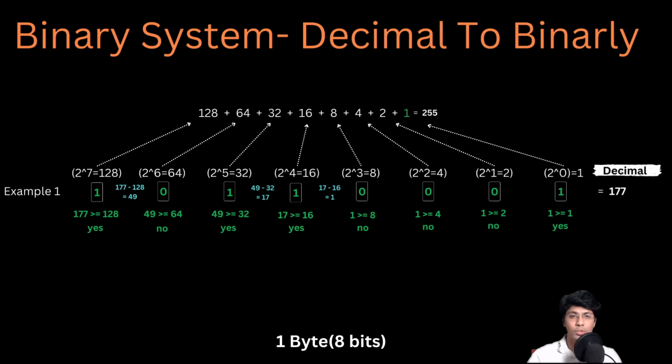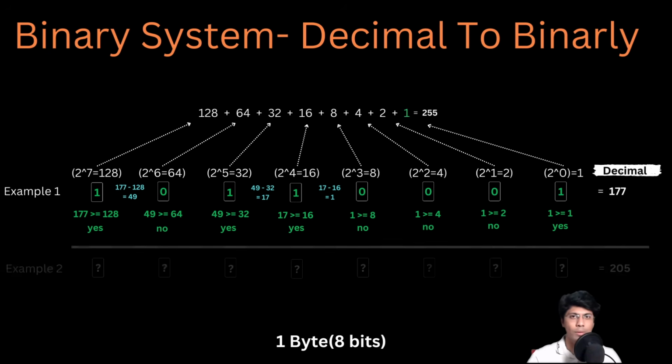Is 1 greater than or equal to 1? Yes. Bit value becomes 1. So this is the binary representation of 177 in decimal. That is 10110001. Let's take another example here.